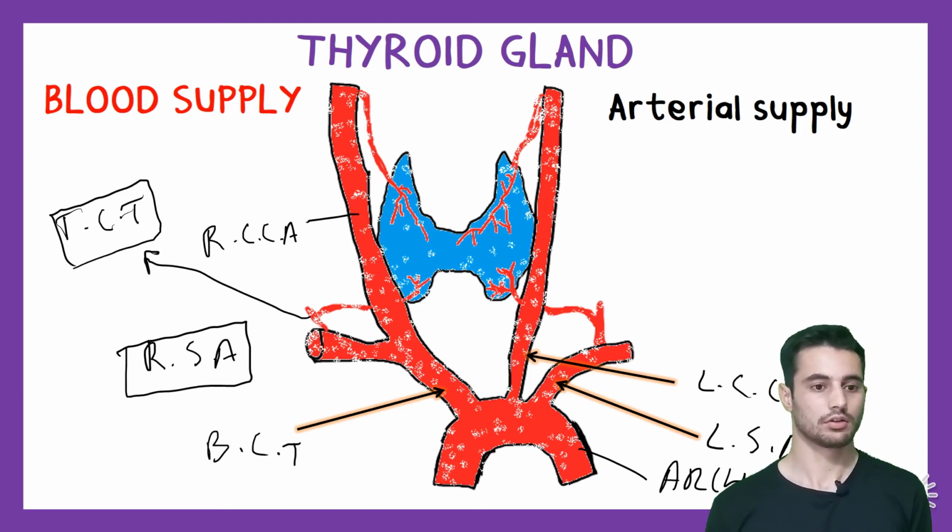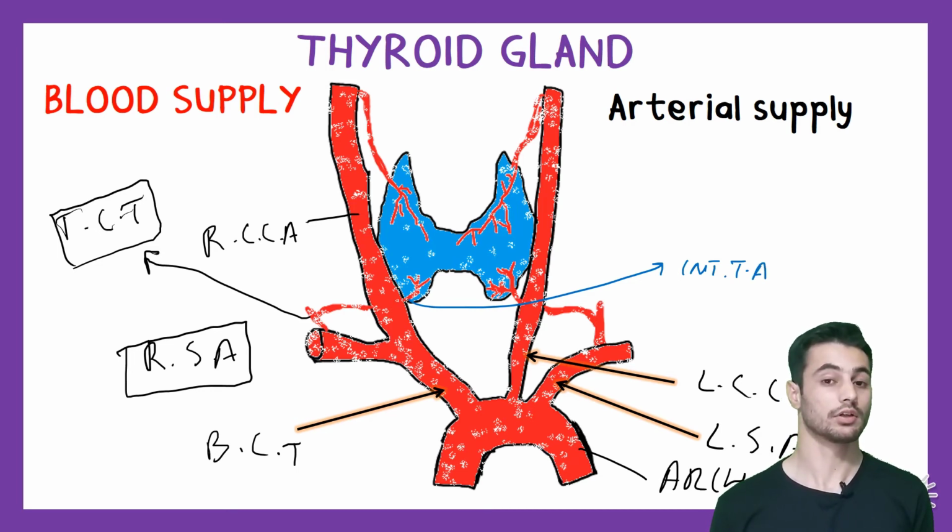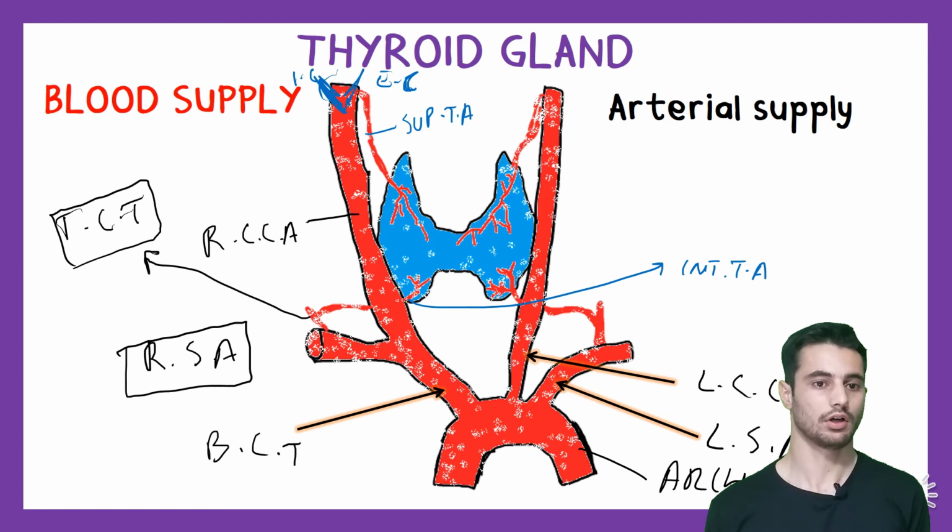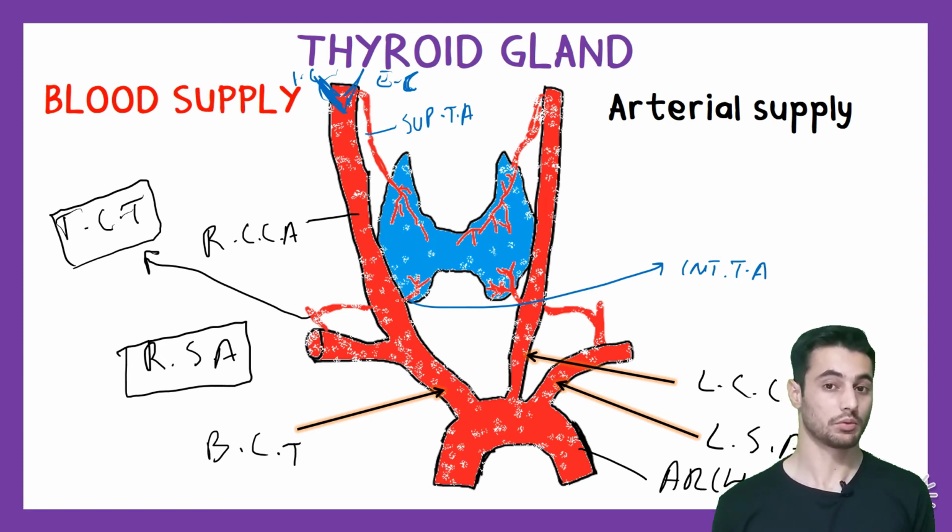Let me change the color for better understanding. This is the inferior thyroid artery, which is supplying the lower lobe of the thyroid gland. The right common carotid artery is ascending, and it is giving us two branches: the internal carotid and the external carotid. The external carotid artery gives us the superior thyroid artery, which is supplying the upper pole of this thyroid gland.